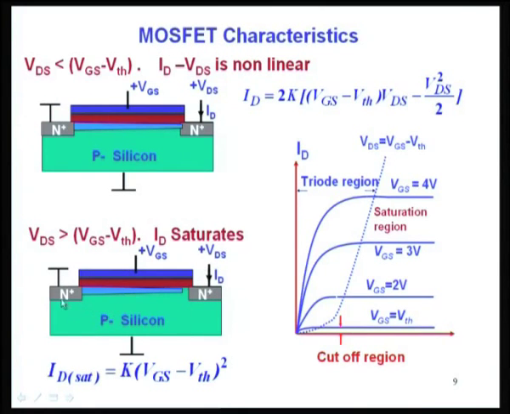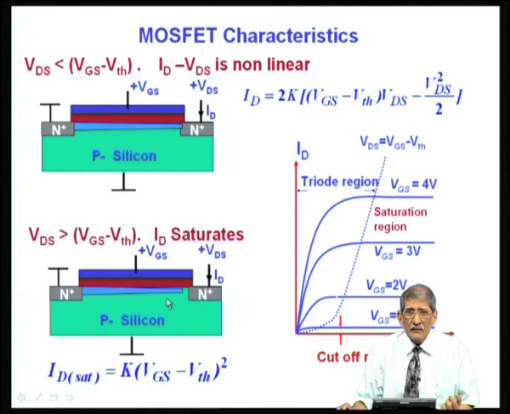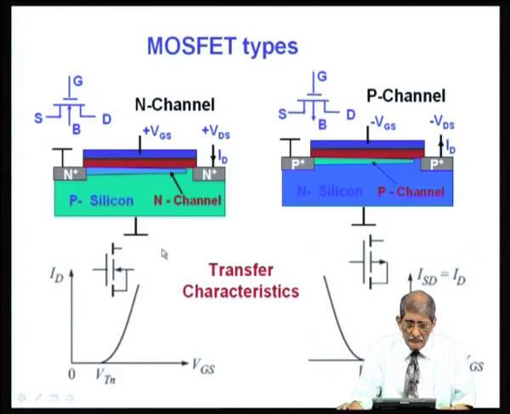Now, what I have discussed is mainly the N channel MOSFET. Just like the BJT, where you have NPN and PNP, here you can have N channel and P channel. In the N channel, the channel is made up of electrons, source and drain are N type, and current flows from the drain to the source. The gate voltage is positive, which creates electrons.